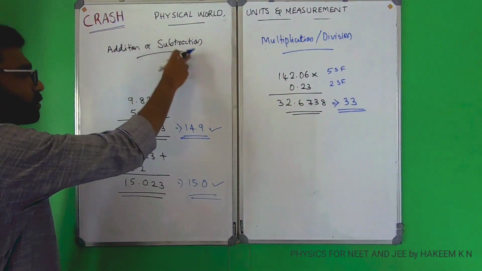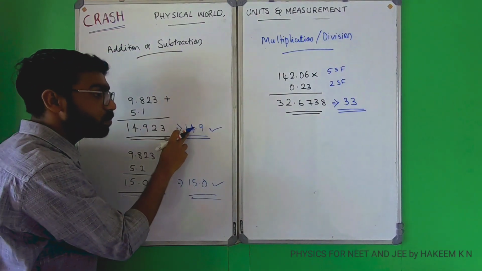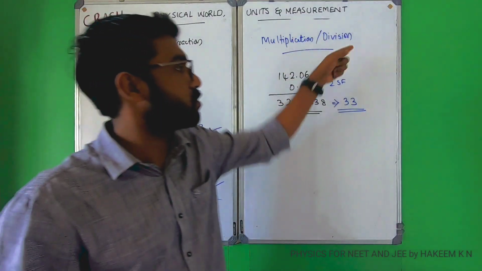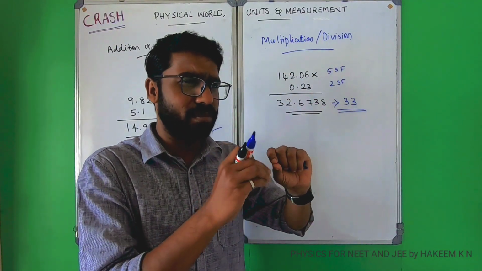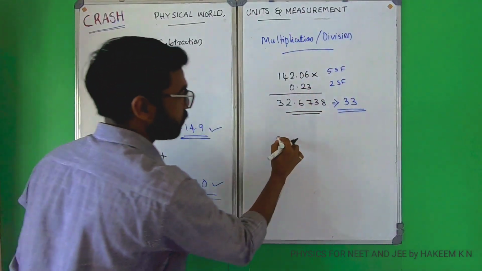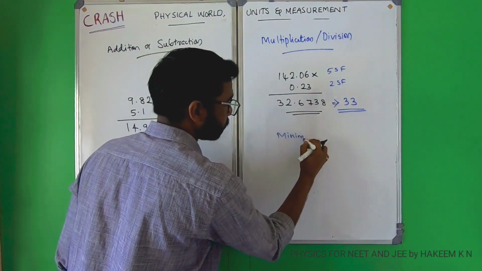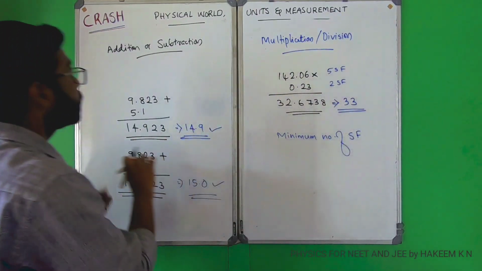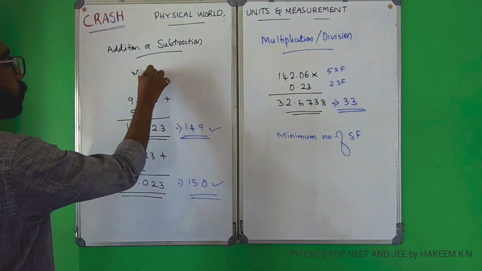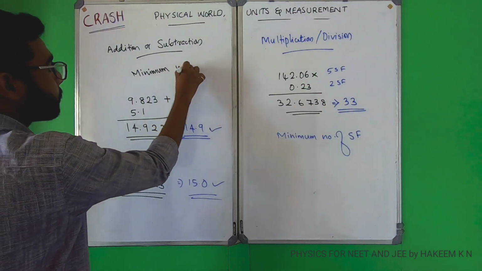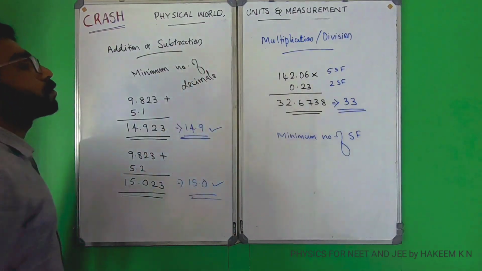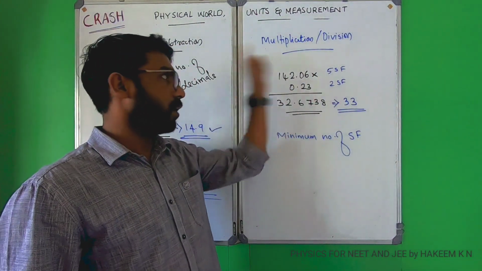But in addition or subtraction, the answer should be with the minimum number of decimals. That is the difference. In multiplication or division, the answer should be with the minimum number of significant figures. But here the rule is the minimum number of decimals. Those are the two rules of significant figures.